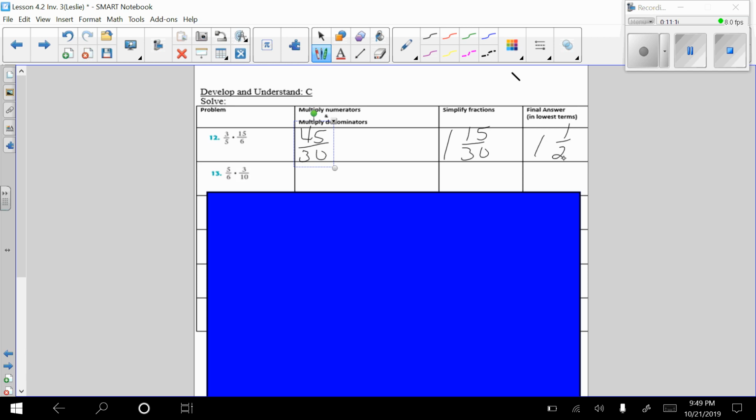Look at the next one. 5/6 times 3/10. Numerator times numerator is 15. Denominator times denominator is 60. Then I have to ask myself, can I simplify? Is there anything that goes into 15 and 60 evenly? Remember, we want to check 2, 3, 5, and 7 always. Yep, I can divide them both by 5. 15 divided by 5 is 3. 60 divided by 5 is 4.